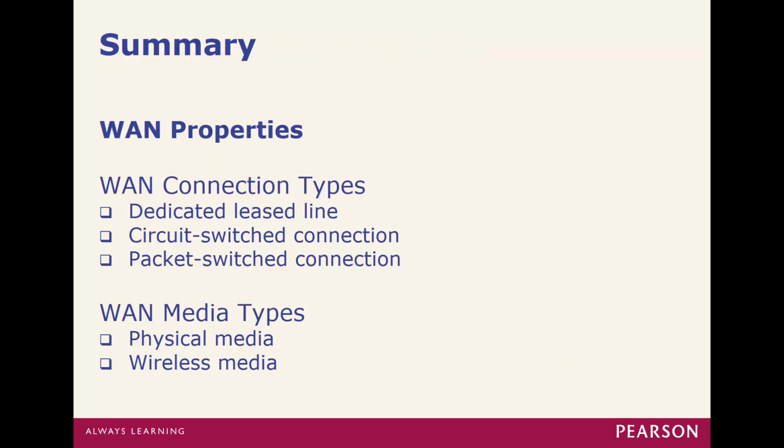And that's actually it. Again, the WAN connection types normally are dedicated circuit or packet switch connections, and our media types, physical and wireless, or wired and wireless, or guided or unguided. The big three, again: copper, fiber, wireless.